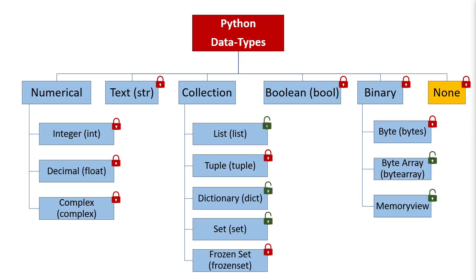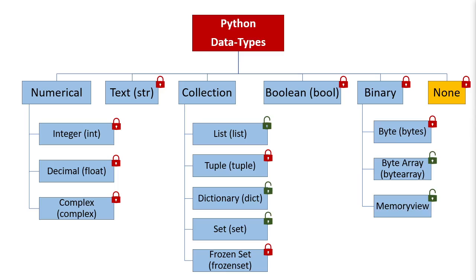If we take a moment to look at this chart, you could easily say that we could put text string under collection type and also Boolean under numerical type. But the order or hierarchy of this chart doesn't really matter. What matters is our understanding of the concept of different types and their importance, basically when to use what type of data types as best suitable.